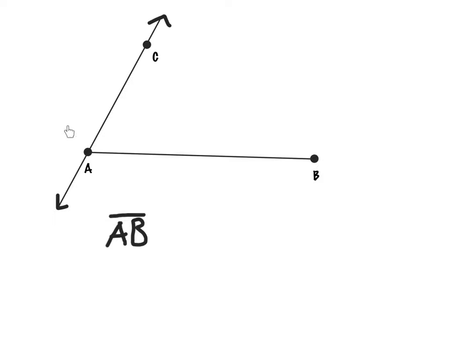And then AC can also be written as a line segment like so. And AC can also be written as a line like this. And the 2 arrows on top of AC show us that AC continues infinitely far.